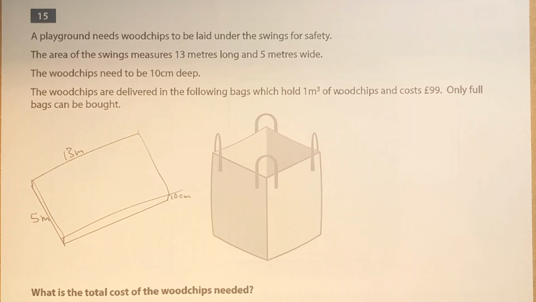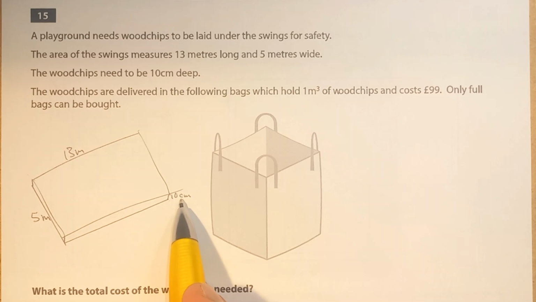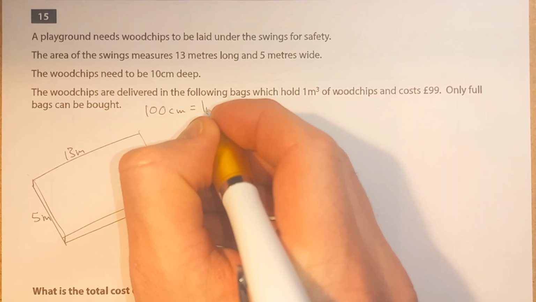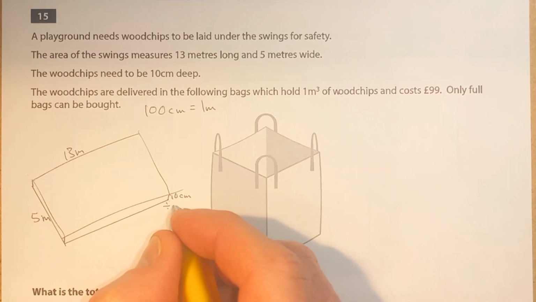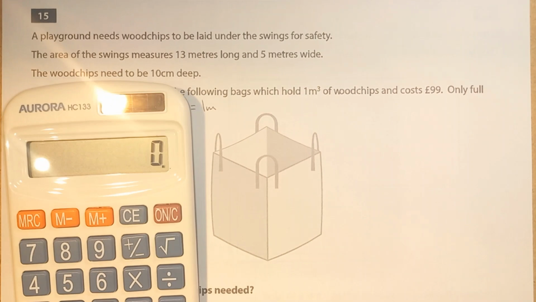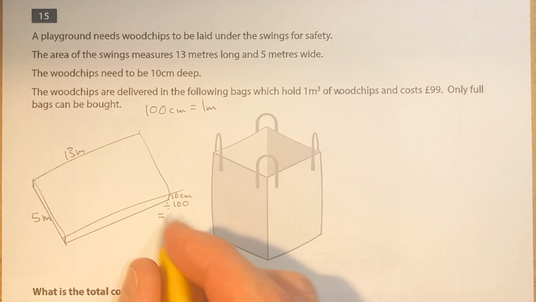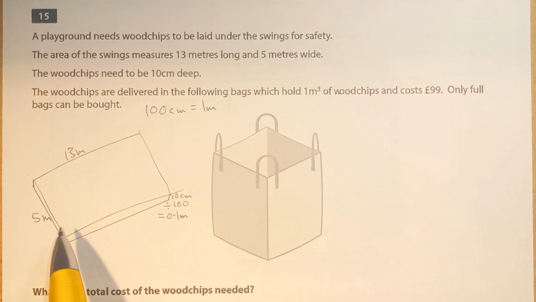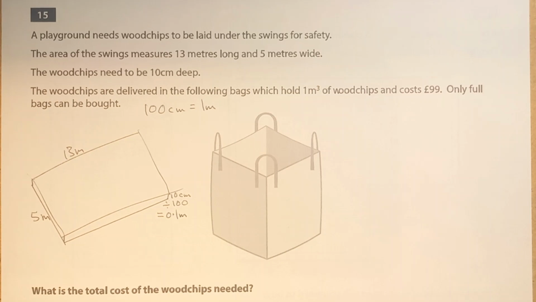Okay. Now, we're working in metres cubed. So we've got metres here, metres here. At the moment, this is in centimetres. Now, we know there's 100 centimetres in 1 metre. So if we want to turn this into metres, we're going to need to divide it by 100. So 10 divided by 100 gives us 0.1 of a metre. So now all we need to do is work out the volume of this, and it's going to tell us how many metres cubed of wood chips we need.